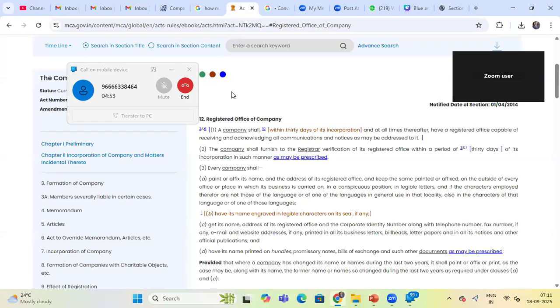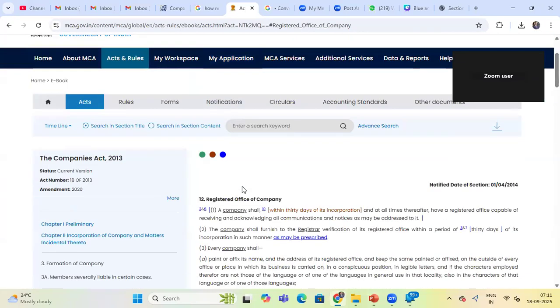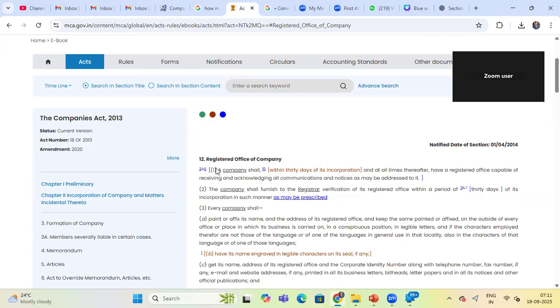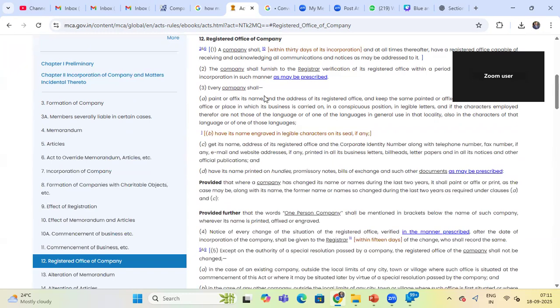Now I will take you to the section. What exactly does the Companies Act, Section 12, subsection 3 say? This is the Ministry of Corporate Affairs website, mca.gov.in. Then you can go to Incorporation of Company and Matters Incidental Thereto. This is Chapter 2. Here you can see Registered Office of the Company. In that, subsection 3 says every company. There is no exception for any company.